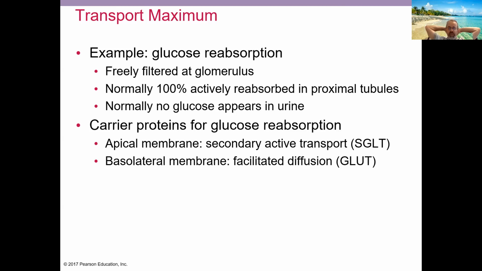The carrier proteins for glucose reabsorption are SGLT, which is on what we call the apical membrane. That's the membrane that's closest to the kidney lumen, and that's secondary active transport. And then we have the basolateral membrane of the cell, which is adjacent to where the capillaries are, and that's where facilitated diffusion exists due to the presence of a transport protein called GLUT.